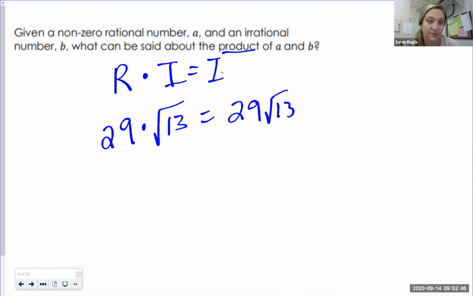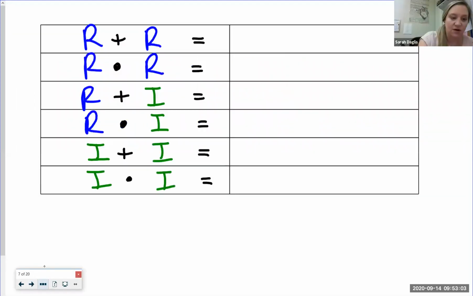Okay. So if I add or multiply and one of them is an irrational number, my result is going to be an irrational number. Okay, so let's fill in this table with what we just said.